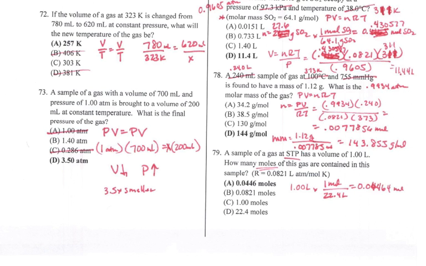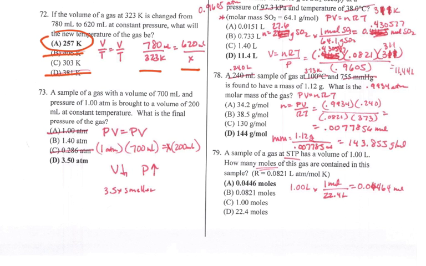Okay, 72. If the volume of a gas at 323 is changed from 780 to 620 at constant pressure, what will the new temperature of the gas be? So we have volume, we have temperature, so we're going to do V over T equals V over T. I substitute my numbers, so 780 over 323 is equal to 620 over X, and I would cross multiply to get my value of X, and I end up with 257. Now just looking at this, if my volume gets smaller, that means I must be cooling down my gas. So if I'm cooling it down, I'm looking for an answer that is smaller than 323, so I can eliminate answer B and eliminate answer D, and then just calculate and try to find which one it is.